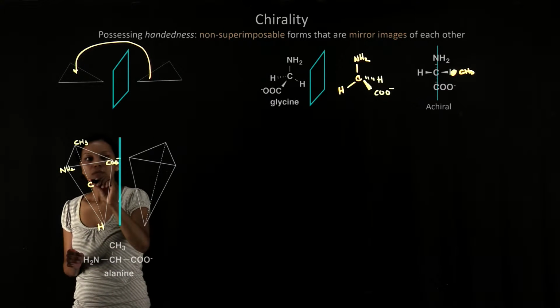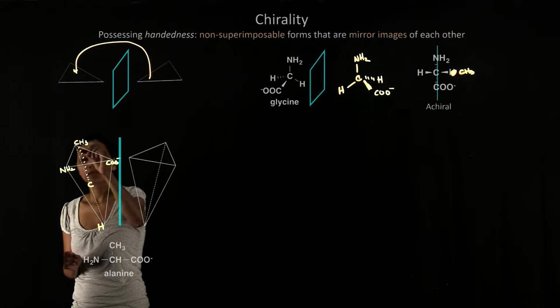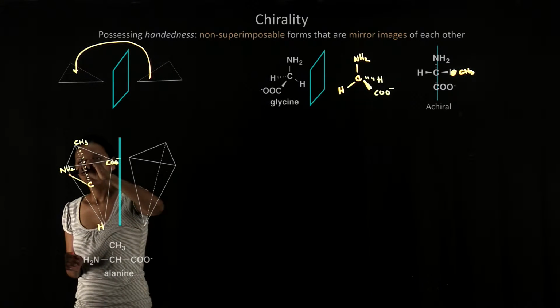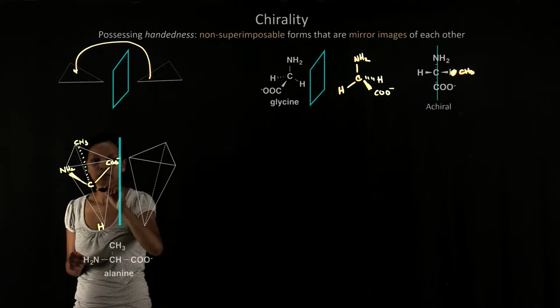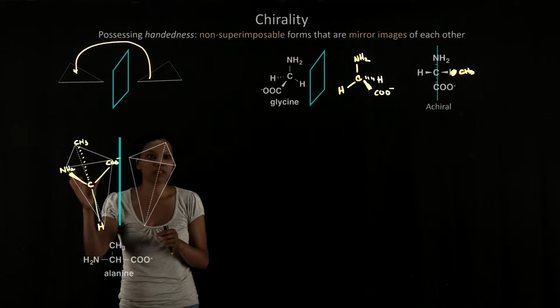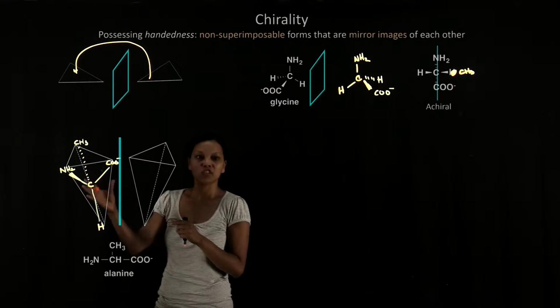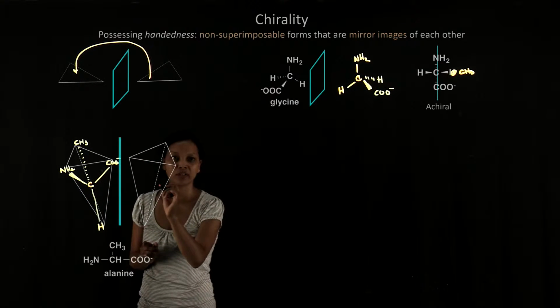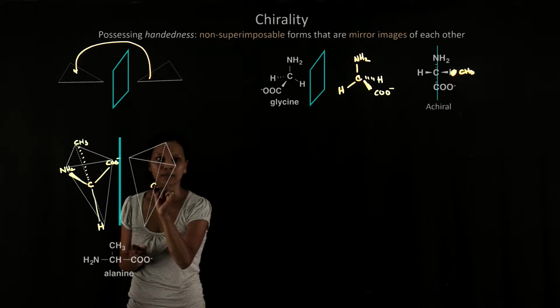And so probably going back into the plane, I can draw dashes coming out over here on this side, and then this is probably within the plane. And so this is a tetrahedral structure and representative of one of the images of alanine. Now its mirror image I will draw on this side.